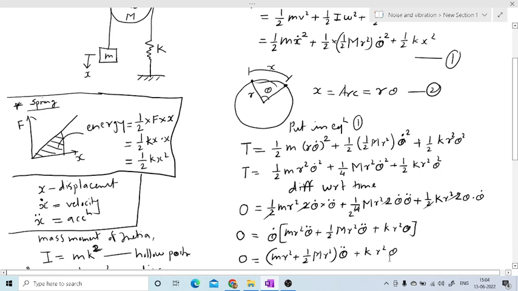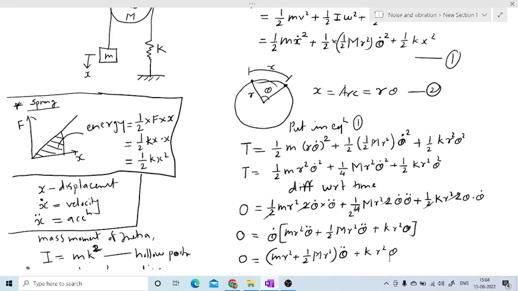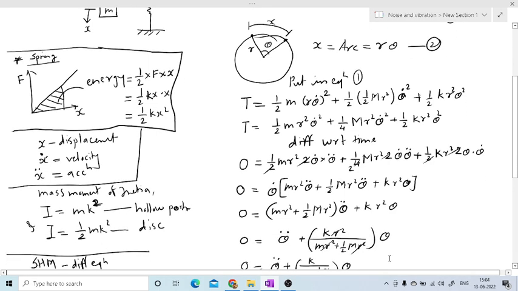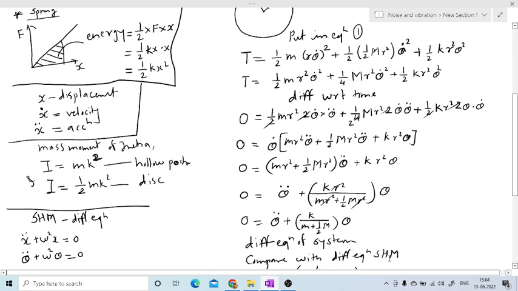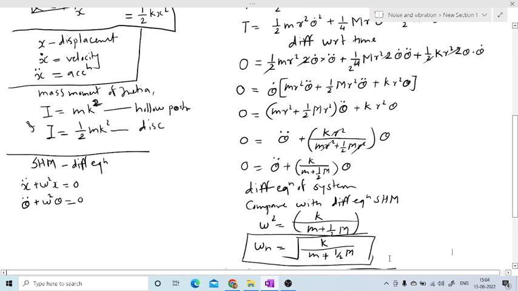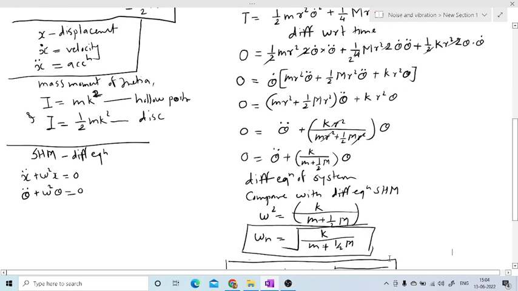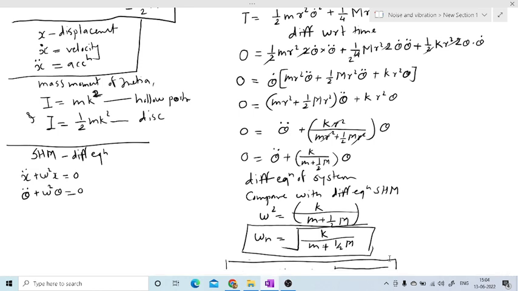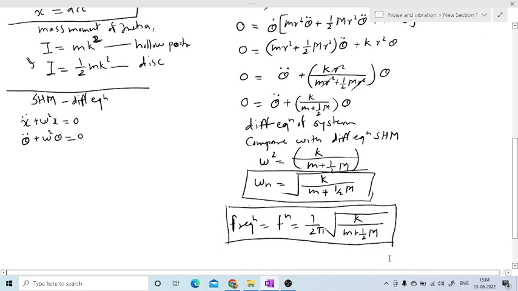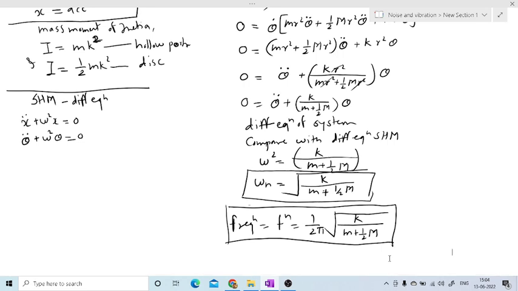Then to get the theta double dot, we'll have to again differentiate this equation with respect to time. Then the simplification. In the simplification, we have converted into the standard form of differential equation, and that standard form of the differential equation is compared with the differential equation of SHM, and finally we got omega n is equal to under root k by small m plus 1/2 capital M.